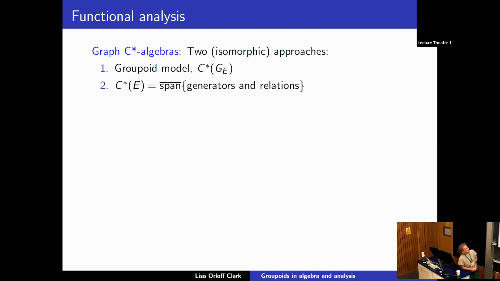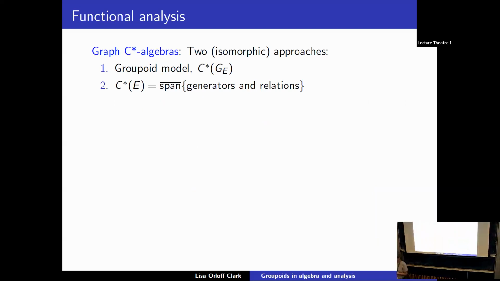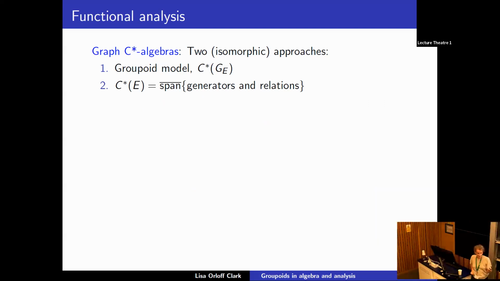So let's start with the functional analysis side. Graph C-star algebras, again, you've seen this, but there are two isomorphic approaches. There's the groupoid model, which you saw yesterday. Did you see the generators and relations model? So there are two ways you can do this. One way is to build a groupoid as Becky described. The other way is to do a generators and relations construction, which we'll focus on in a minute. So I'll tell you what that's about.